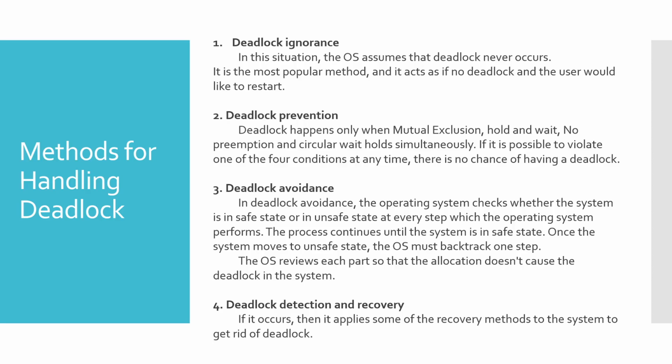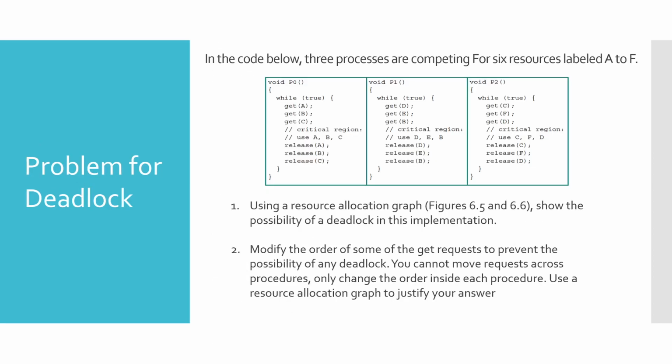Let's take a deadlock problem, as shown in the code. See, there are totally 6 resources, A to F. The resources cannot be shared. Also there are 3 processes, P0, P1, and P2. P0 holds A, B, and C. P1 needs D, E, and B. P2 needs C, F, and D. So in this situation, there actually is a deadlock.